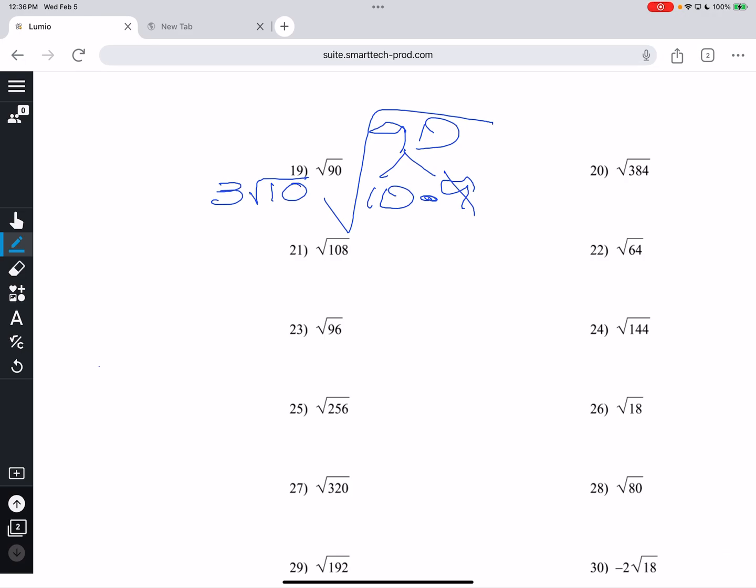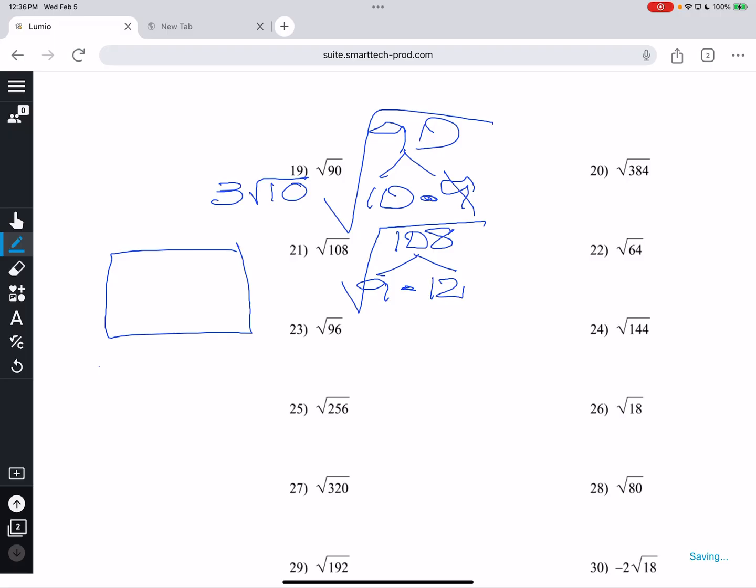All right, 108. Can anybody tell me two factors of 108? 9 and 12. Plus, you could do divisibility rules and find that 1 plus 8 is 9, so 9 does go into it. 9 times 12. I'm going to make my little playpen box out here.